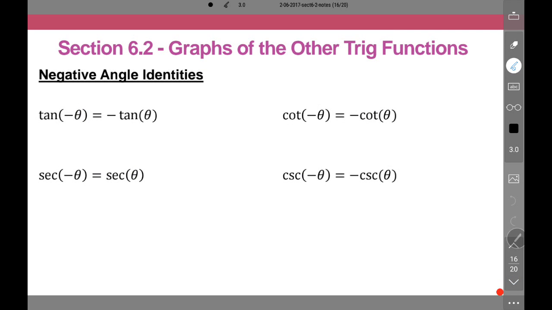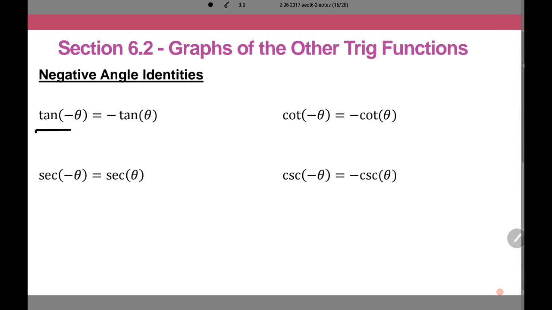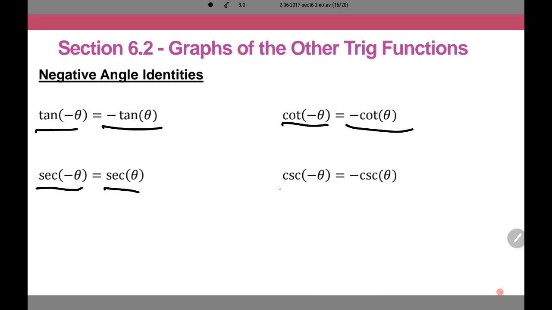Now last time we had a few identities with cosine and sine with negative angles, and we get similar things here. So the tangent of a negative angle is just the negative tangent of the angle. Cotangent of a negative angle is the negative cotangent of the angle. Secant of the negative angle is just the secant of the angle. And the cosecant has the negative out front.